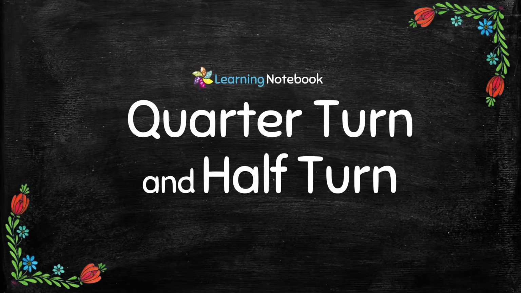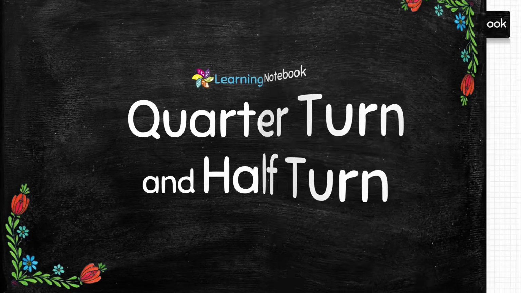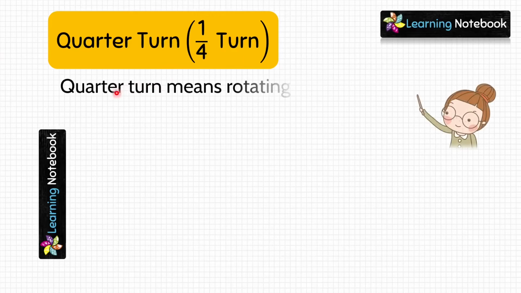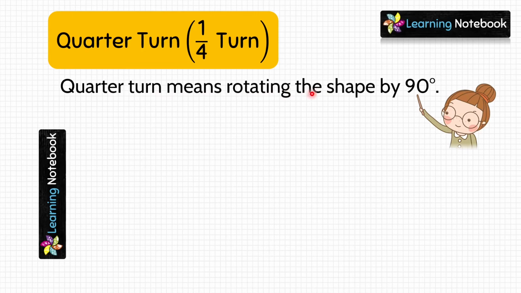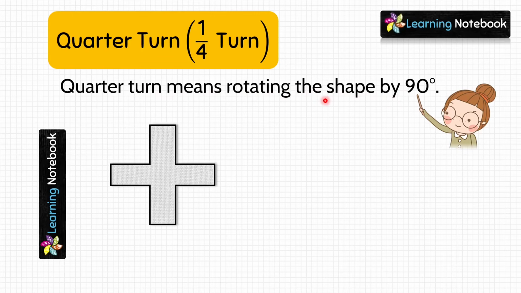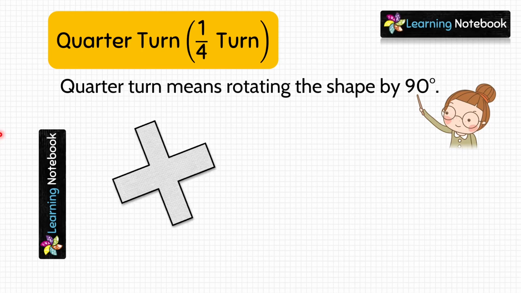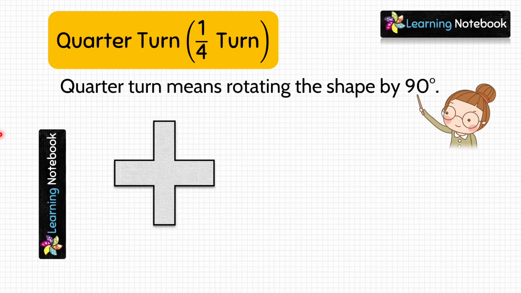Now, let's move to our next topic, quarter turn and half turn. Quarter turn, or we can also call it as 1/4 turn. Quarter turn means rotating the shape by 90 degrees. Now look at this figure. Here, let's give a quarter turn to this figure. It means we have to rotate it by 90 degrees.